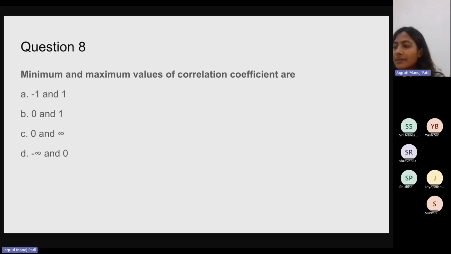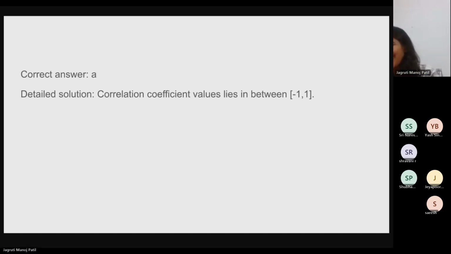Okay. The minimum and maximum values of a correlation coefficient are... I guess we saw this, it was not there in today's. Minus 1 and 1. Sorry, what? Which one? Minus 1 and 1. You know the answer for all of them, huh?